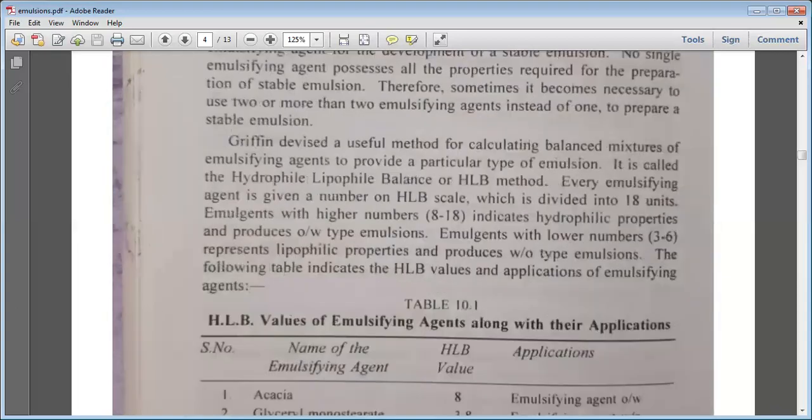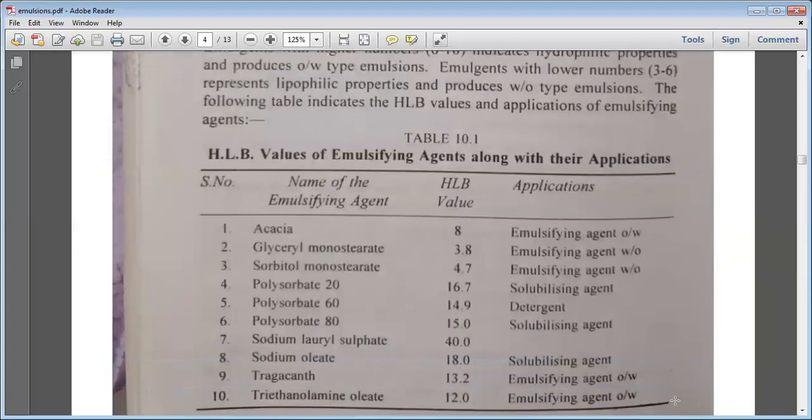Here you can see acacia. In this tabular column you can see the emulsifying agent, the HLB value, and the application, that is, what type of emulsion can be formed by using this type of emulsifying agent. For example, in this table there is acacia. The HLB value is 8, so it is an emulsifying agent which can be used for preparing the oil by water emulsion.